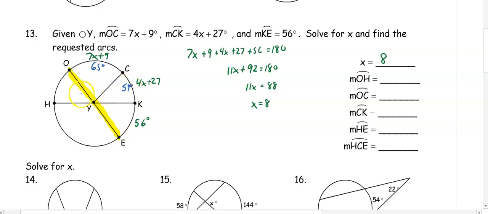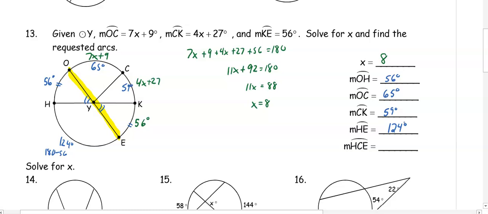If I want to find OH, well, OH has vertical angles, which means that if the vertical angles are congruent, these arcs are going to be congruent, so OH has to be 56. OC, substituting in, that's 65. CK is 59 by substituting. HE, again, if we look at the diameter, HE is on the same side as the 56 from OH, so we can do 180 minus 56, and we get 124 degrees.